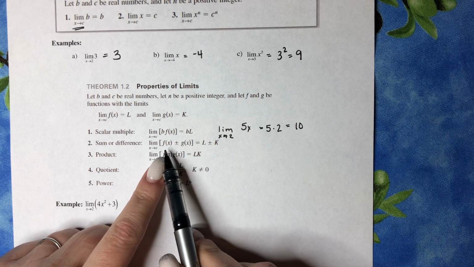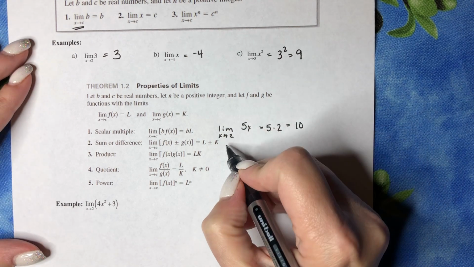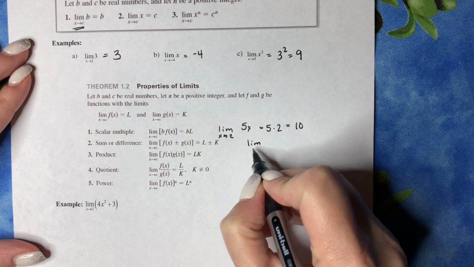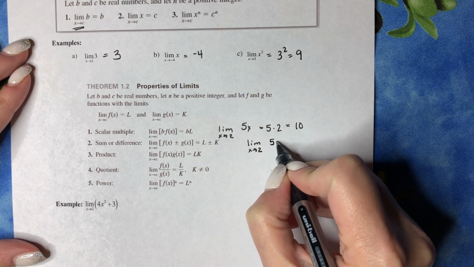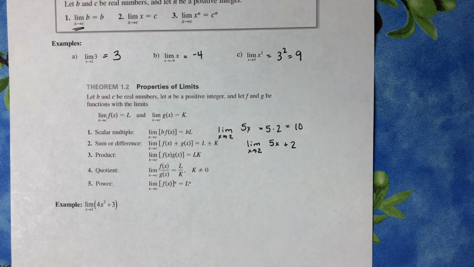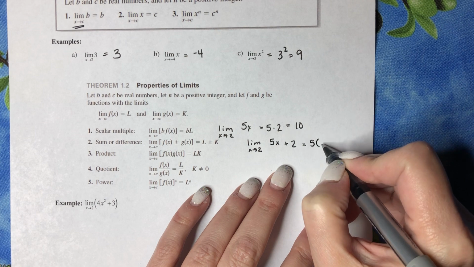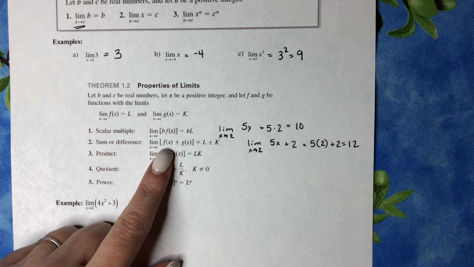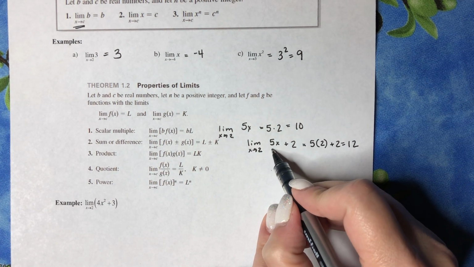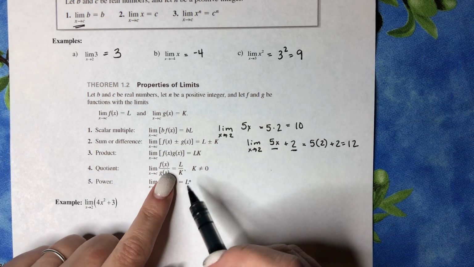Now this one here is kind of helpful if you need to split your limit into 2 separate parts. So for example, if I had the limit as x approaches 2 of 5x plus 2, if I wanted to, I can deal with those separately. I'm going to tell you most of the time I don't. I still just substitute and I end up with 12. But this allows you, if you wanted to, to take the limit first of this piece and then of this piece and then add them together. It's kind of okay, but it's not all that amazing.